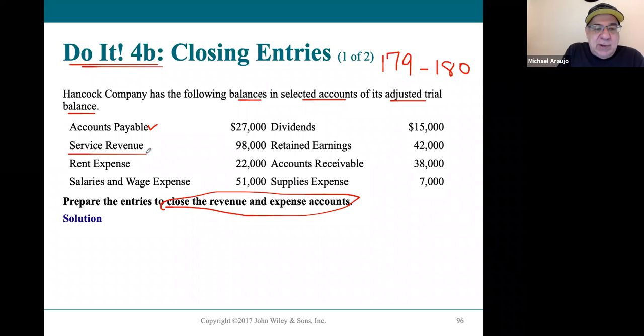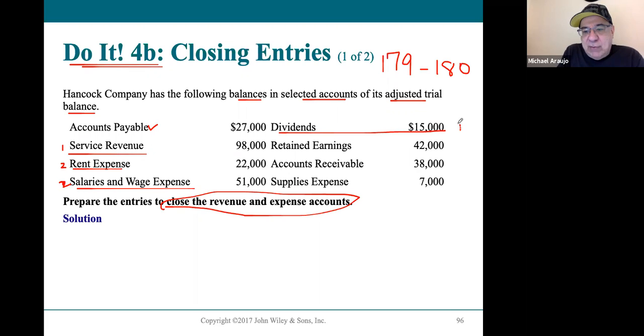But certainly service revenue is. Matter of fact, it's part of step 1. The very first step is we close the revenue accounts, right? Rent expense is part of step 2. We close the expense accounts. So is salaries and wages expense. We don't do the dividends account right away. This is actually going to be the 4th step, right?